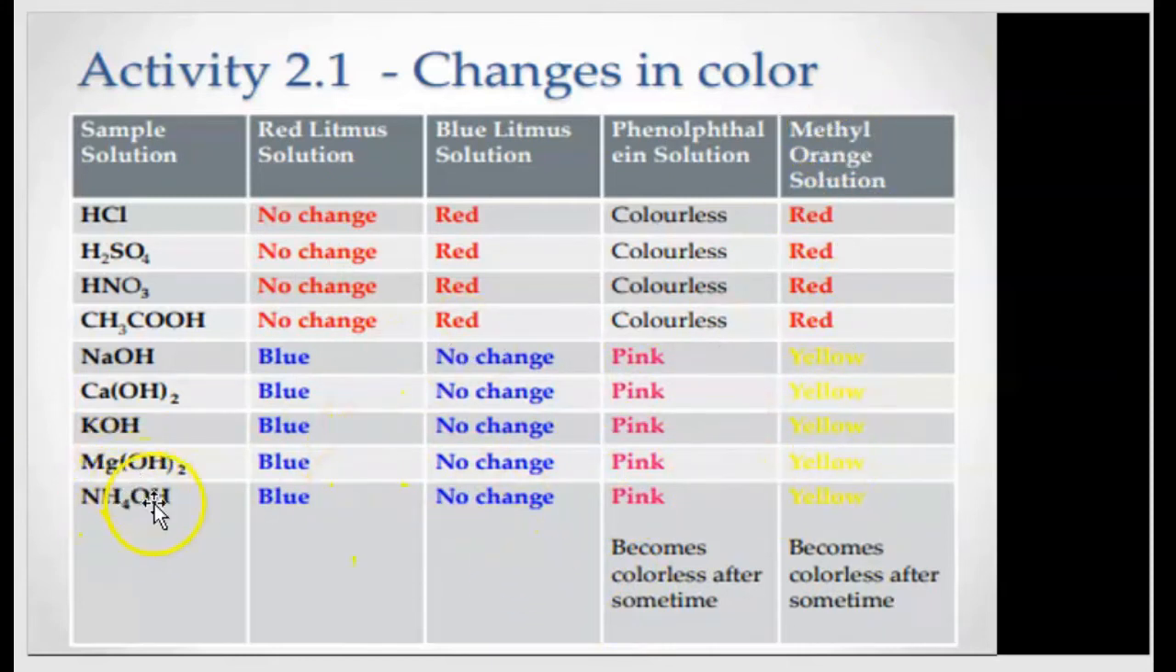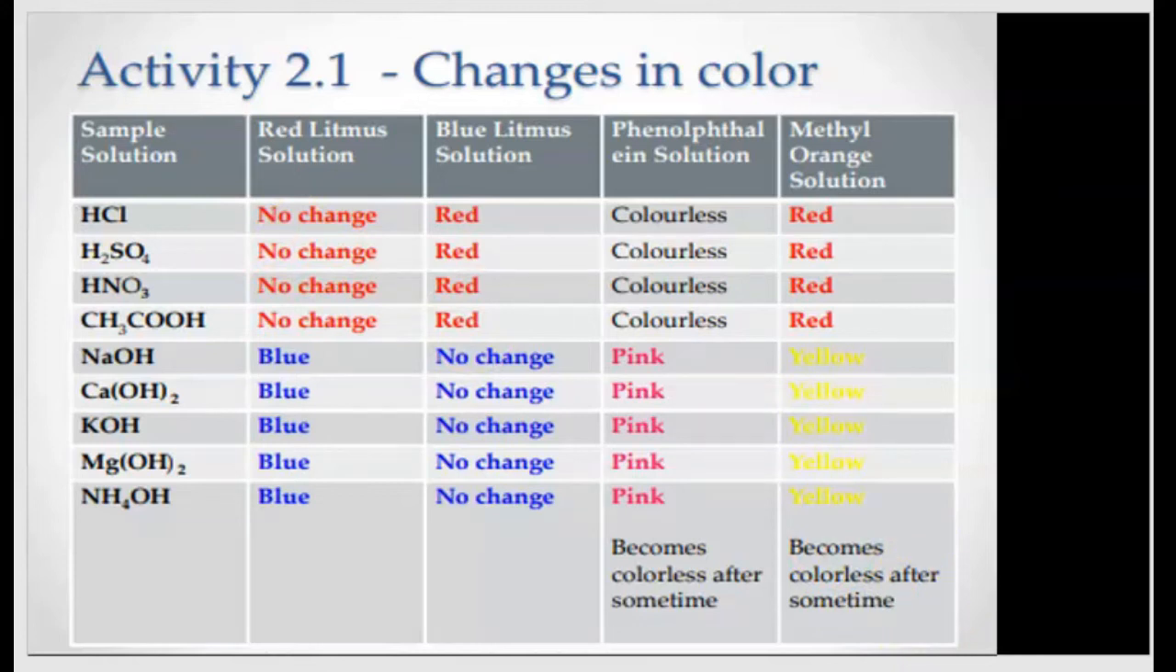And in the case of ammonium hydroxide, that is NH4OH, the phenolphthalein solution is pink and it becomes colorless after some time. And in methyl orange solution, at first it develops yellow color, and after some time it becomes colorless. And you have one more activity related to olfactory indicators.